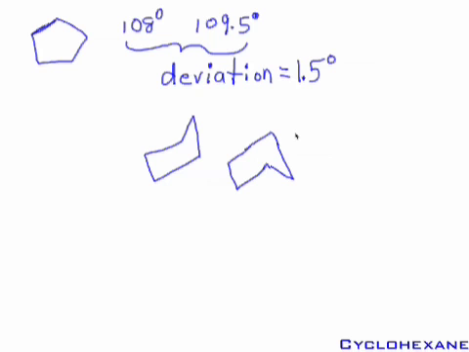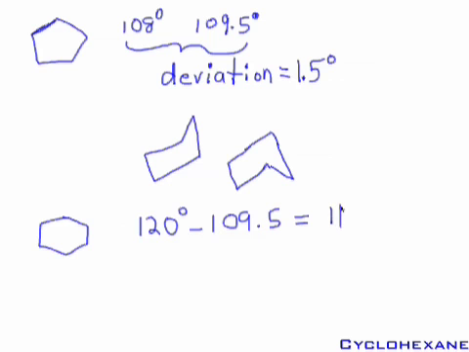What about if we take a look at cyclohexane? Well, if I draw a flat hexagon, the bond angles are now, in a flat hexagon, 120 degrees. With expected bond angles of 109.5 degrees, we have a deviation of 10.5 degrees.